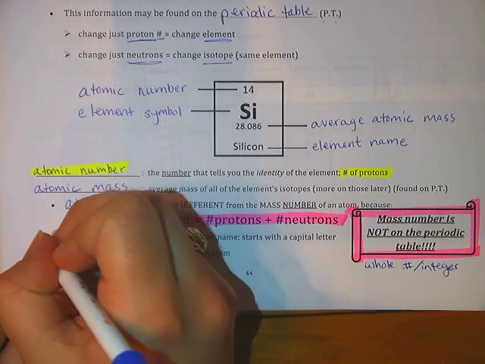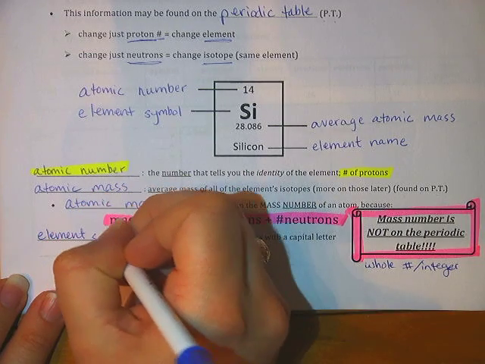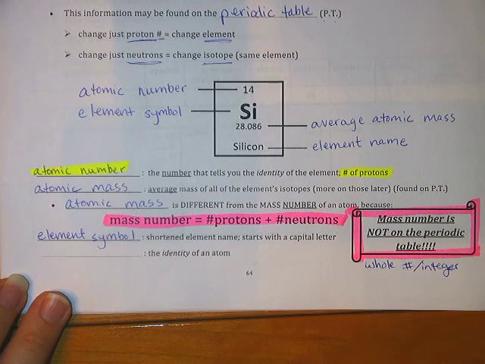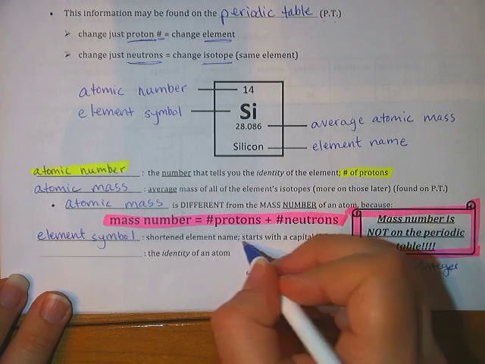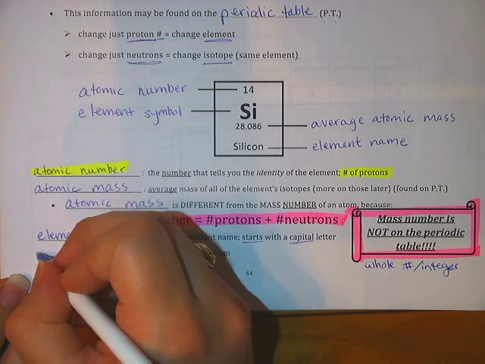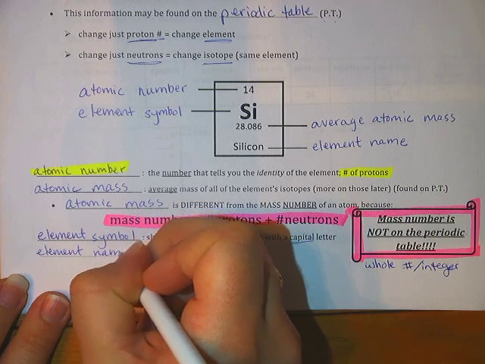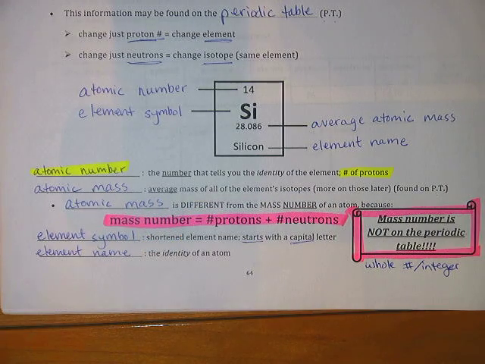Moving on, the element symbol is the shortened element name. It always starts with a capital letter. We talked about that on the first day of school. And then, of course, your element name is the identity of the atom. When you're done writing that, you can turn your page to page 65.